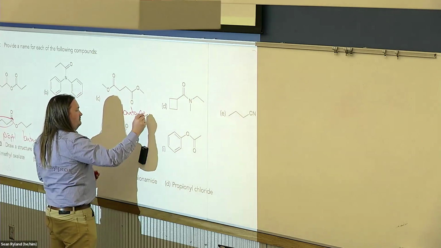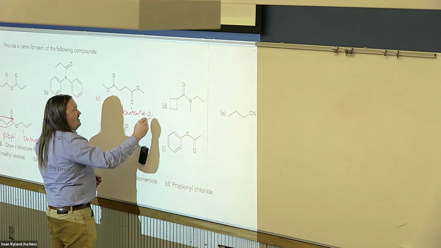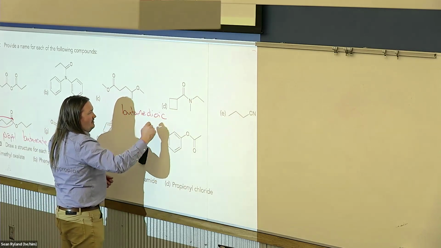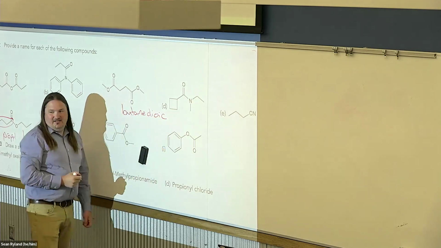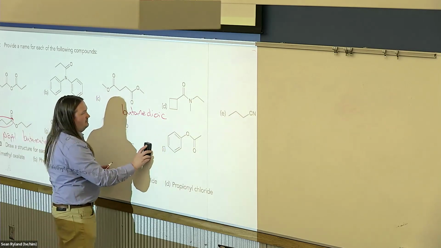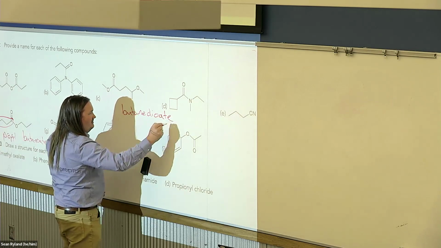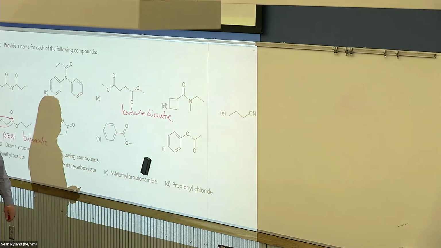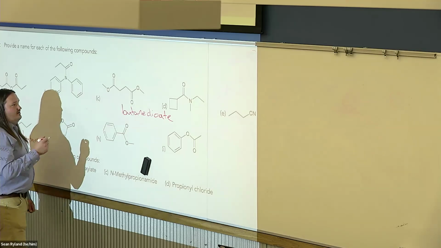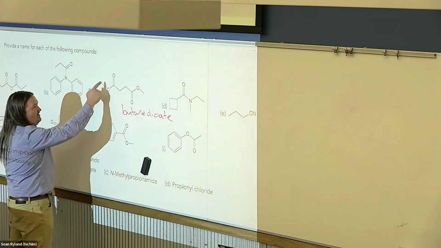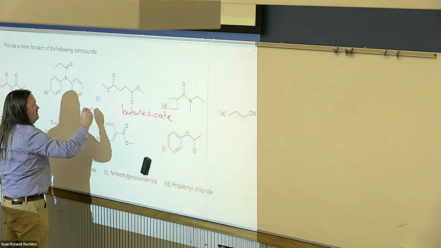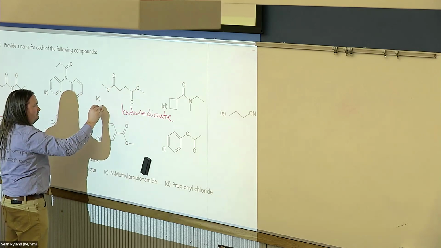Because it would be butane dioic acid, if it was the acid. So we drop the acid, dioate. Looks like there's entirely too many vowels for that to be a real word, but it is. And then both sides are the same, so it's dimethyl.